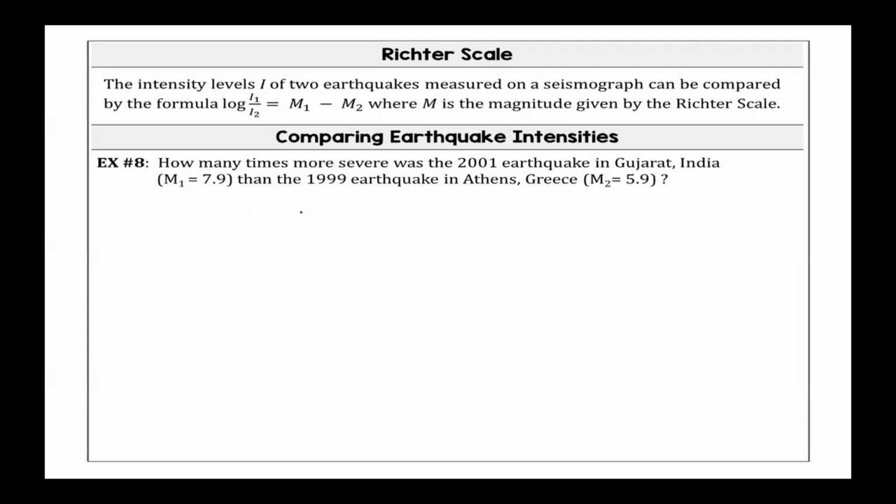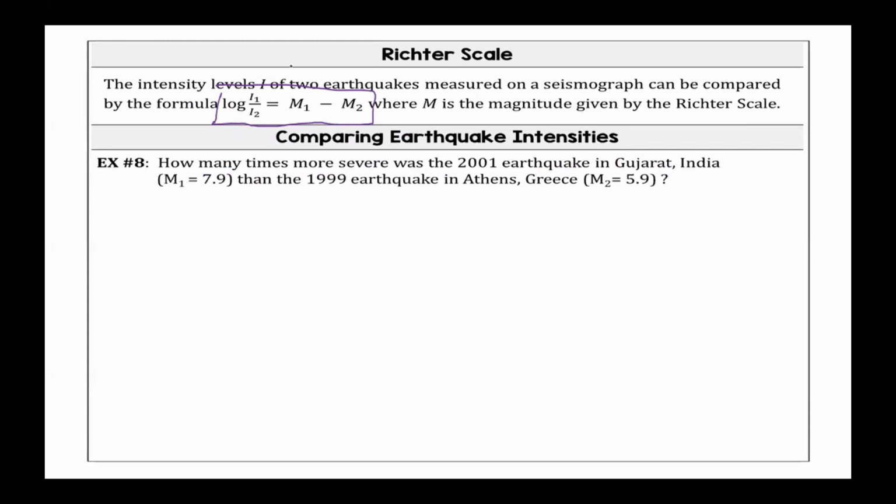All right, so here we go. We're going to be talking about the intensity levels of 2 earthquakes measured on a seismograph. And the formula that we would be using is log of I sub 1 divided by I sub 2 equals M sub 1 minus M sub 2, okay? Where M is the magnitude given by the Richter scale. It says, how many times more severe was a 2001 earthquake in Bihar, India?